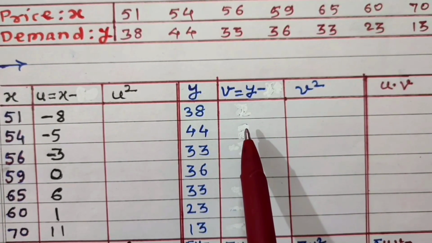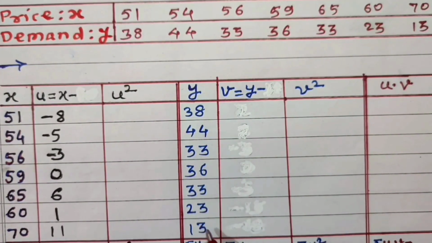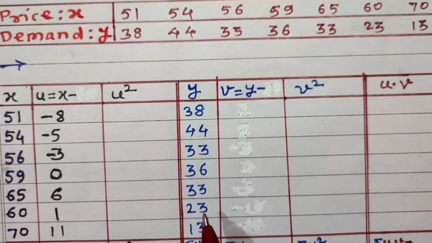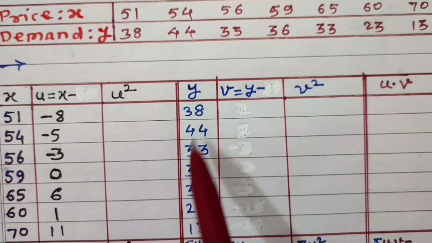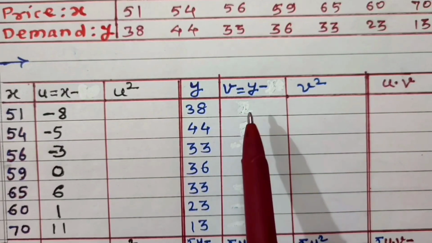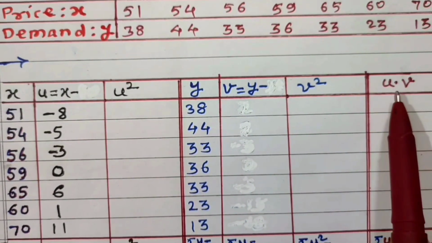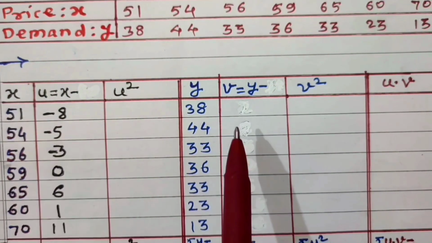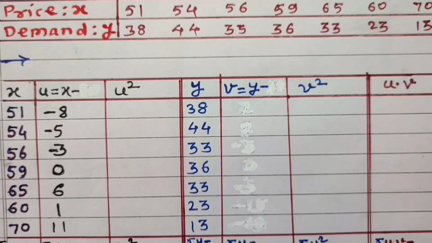Then the next column will be V, and V is nothing but Y minus the assumed mean of Y series, which is very close to the actual mean of Y series, and that number will be taken from the values of this column of Y series. Then the next column will be V square. Take the square of each element from this column, and the last column is U into V. We have to multiply these values with the values of this column. Remember this chart. We have to prepare this type of chart to get the value of the coefficient of correlation.